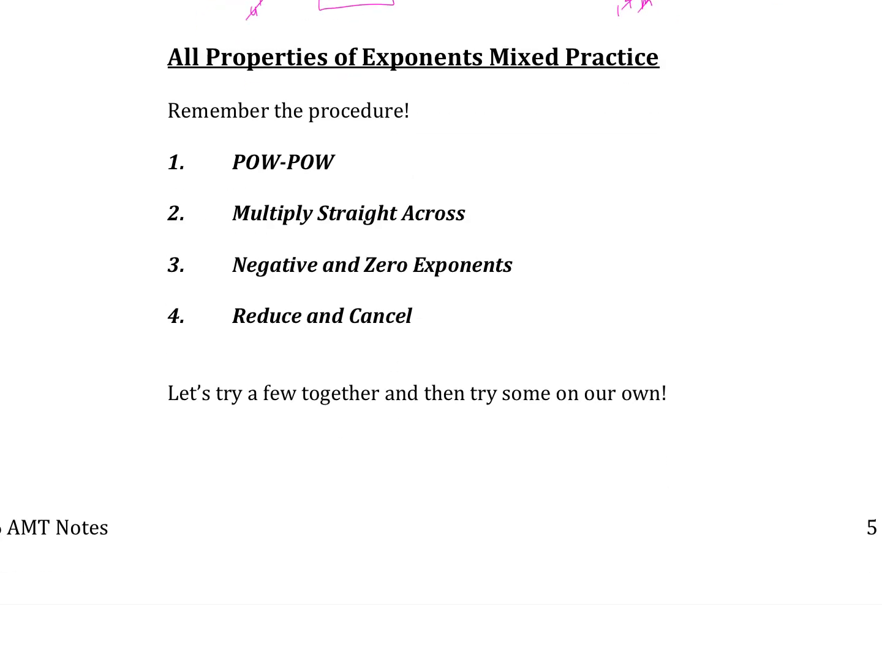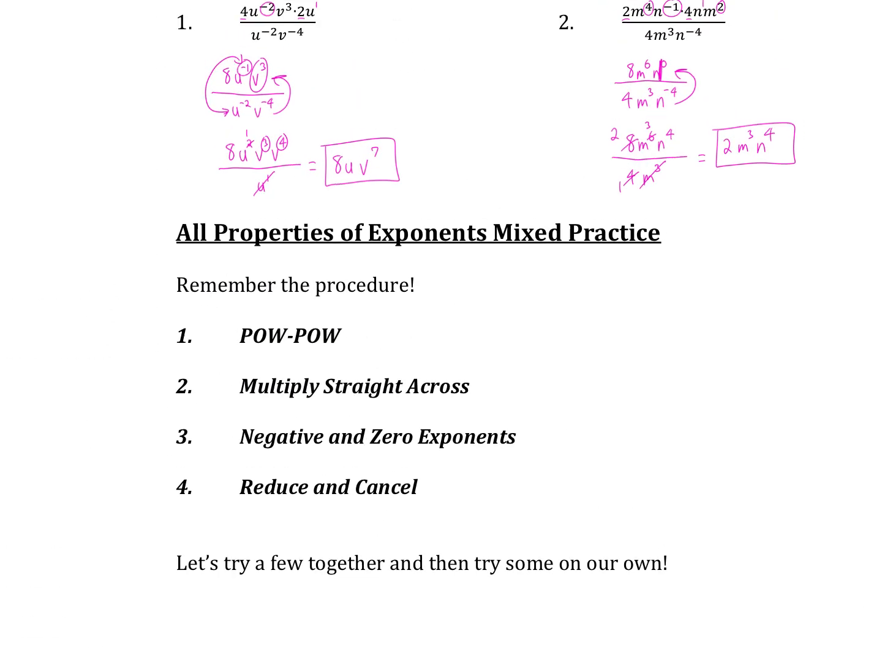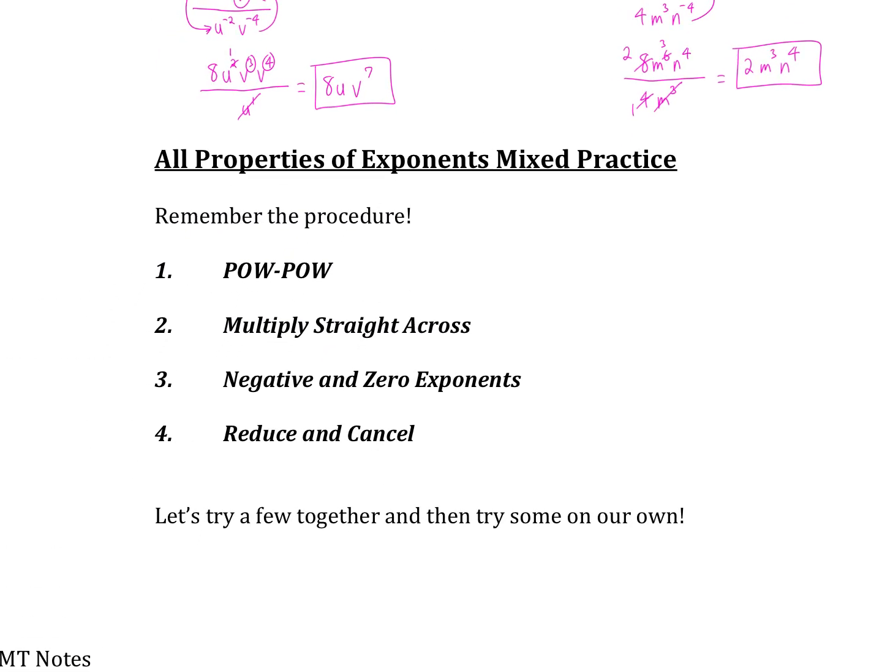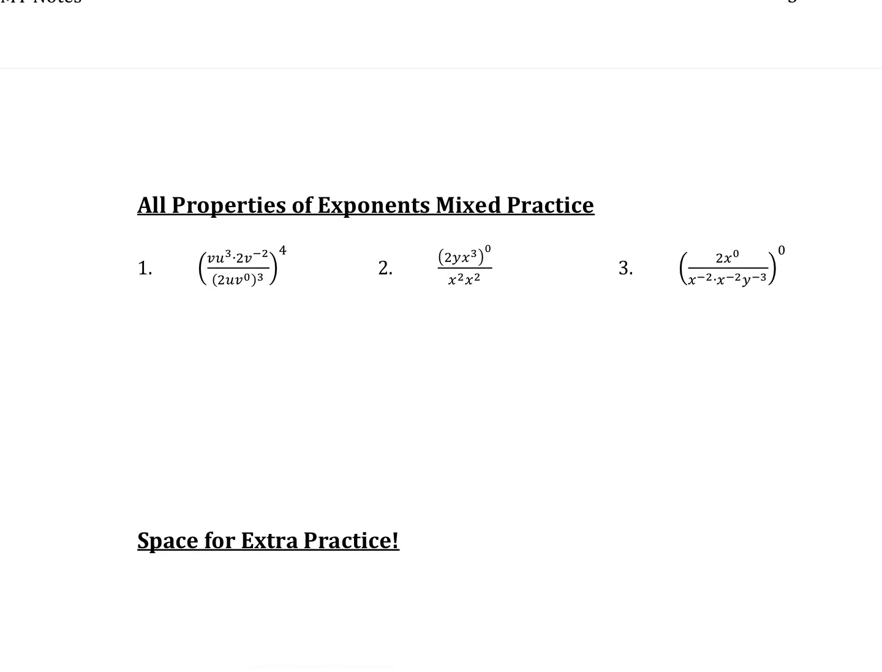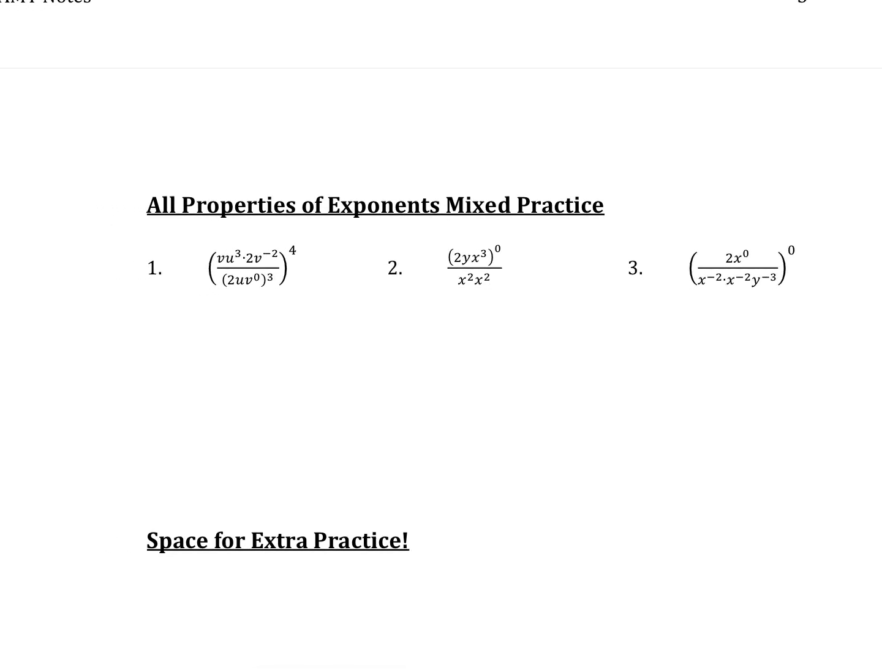Now we're putting it all together here. We have some really pretty complicated stuff here, okay? So I want you guys to just do as best you can. So remember, do pow pow first. Multiply across, negative and 0 exponents, and then reduce and cancel. Let's try a couple here. We'll try one together here. Actually, no, you know what? Try them on your own. I want to see how you do here. I don't want to spoil the surprise. So give it a try. Let's go through when you're done.